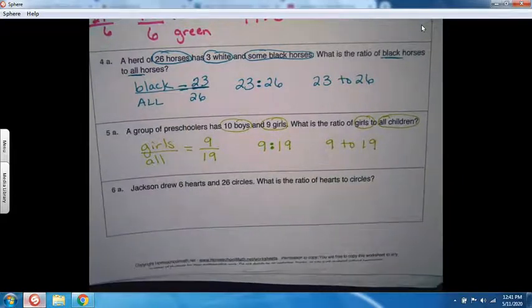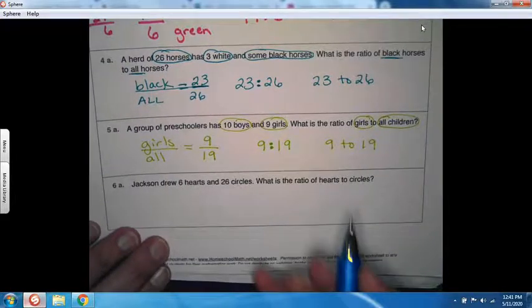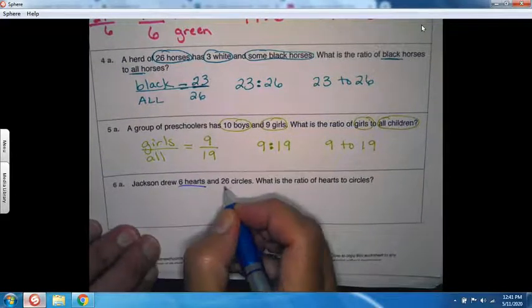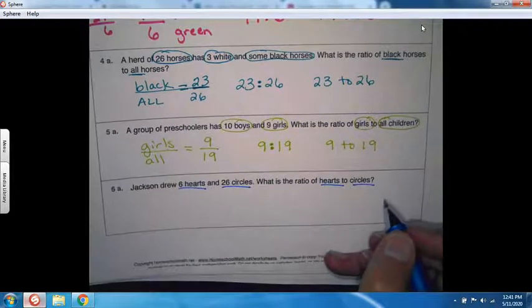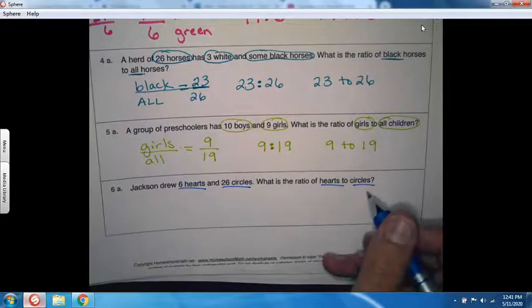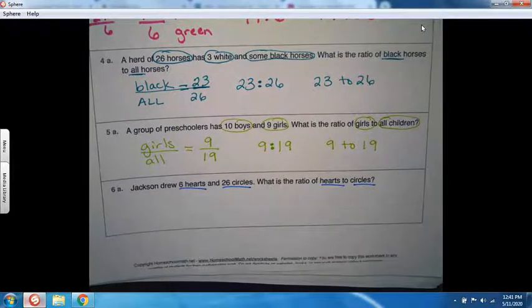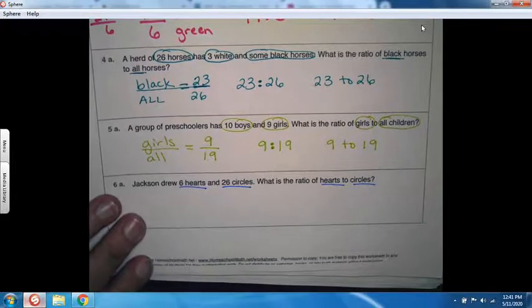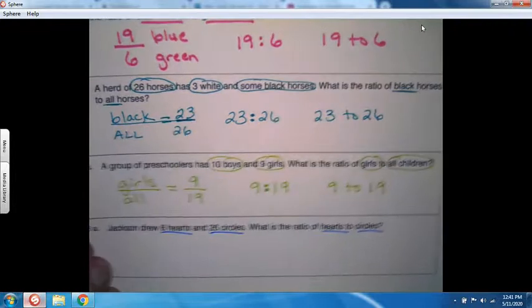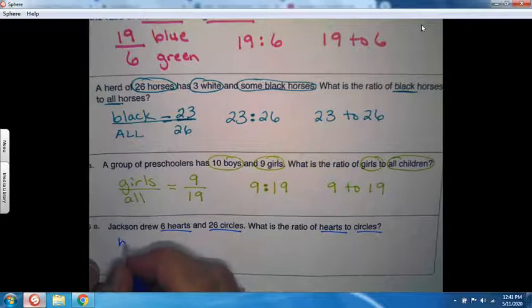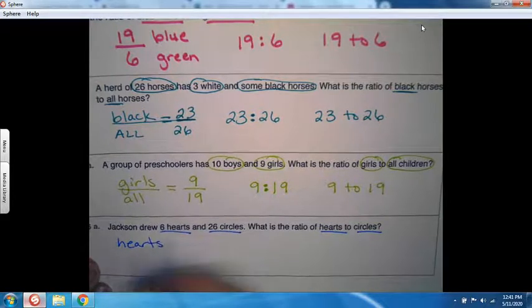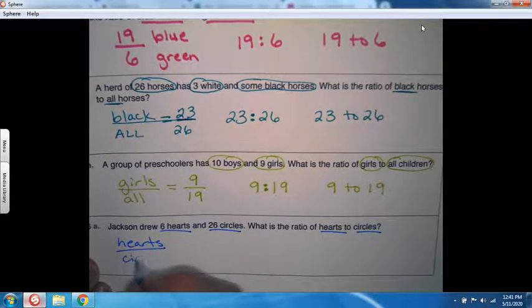All right, last problem. Jason drew 6 hearts and 26 circles. What is the ratio of hearts to circles? Okay, they could say total shapes here, right? But they didn't. They just said hearts to circles, so we don't have to add or subtract anything here. Okay, so let me do hearts. Always check to see what goes first. Hearts over circles.